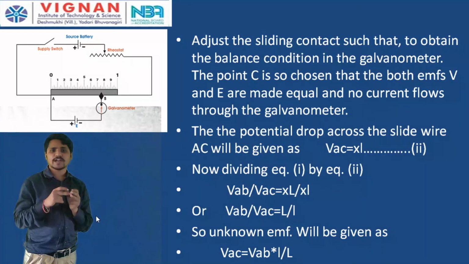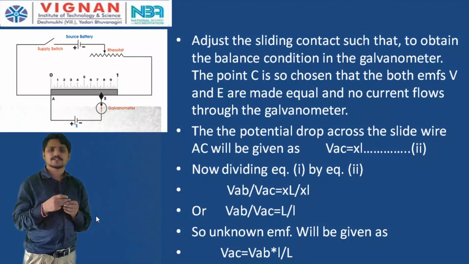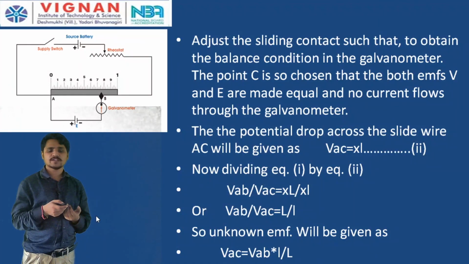Every practical source has some internal resistance, and internal resistance means there must be a voltage drop. This voltage drop in the internal resistance is also neglected. Therefore, when we are measuring the unknown voltage, we lose accuracy in the measurement. So what we do to maintain high accuracy is called the DC Crompton potentiometer. How we are going to overcome these disadvantages with the DC Crompton potentiometer, we will see in the next class.